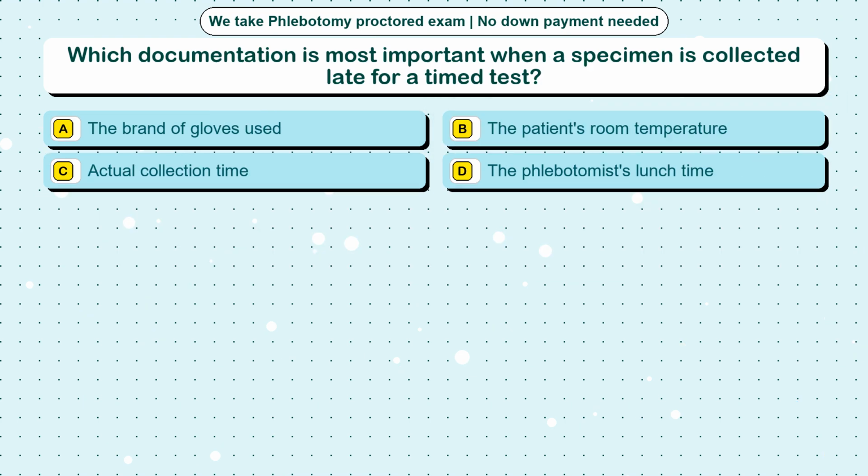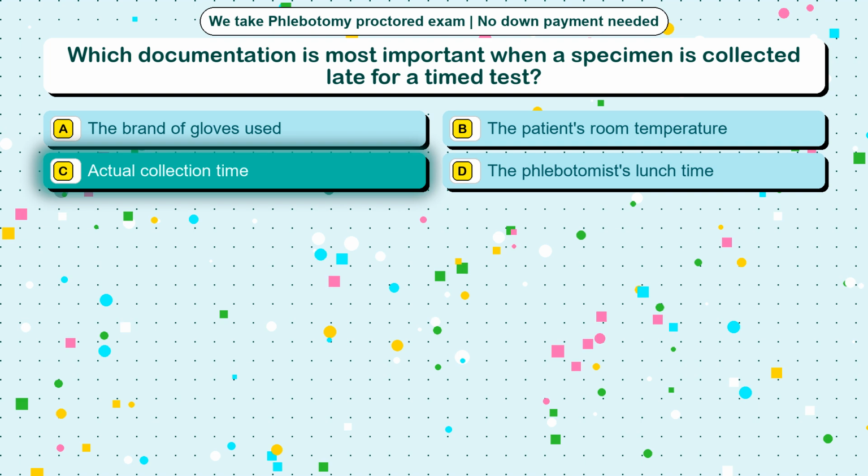Question 6. Which documentation is most important when a specimen is collected late for a timed test? Option A. The brand of gloves used. Option B. The patient's room temperature. Option C. The actual collection time. Option D. The phlebotomist's lunch time.